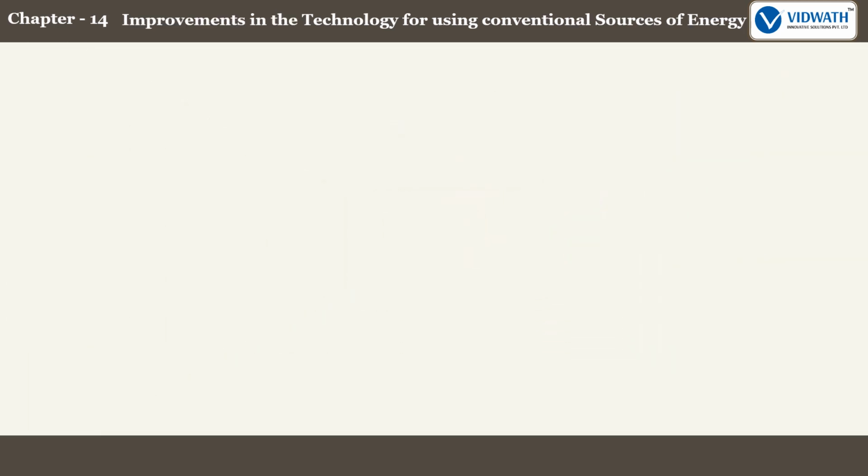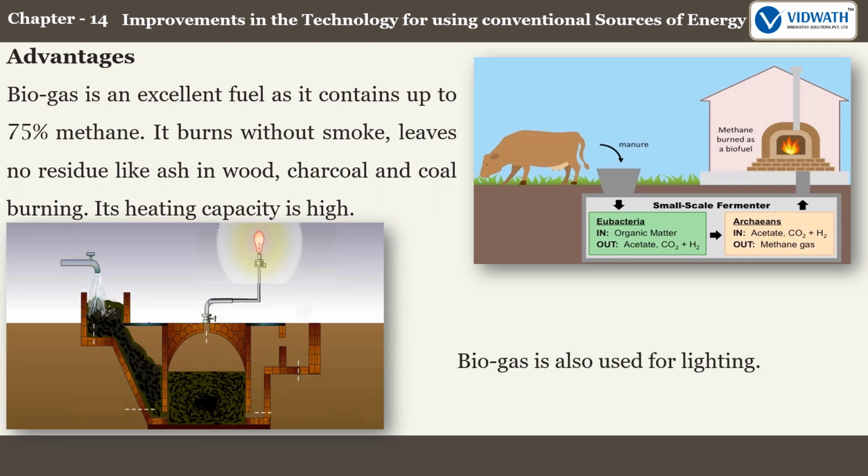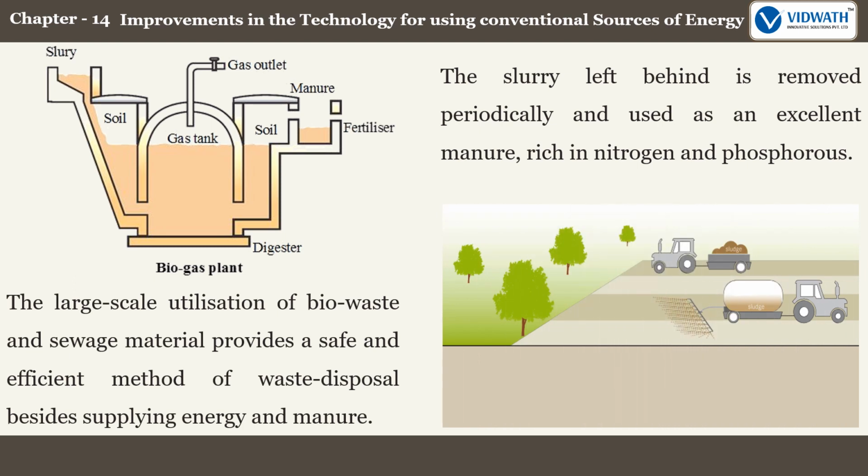We shall now discuss its advantages. Biogas is an excellent fuel as it contains up to 75% methane. It burns without smoke and leaves no residue like ash in wood, charcoal and coal burning. Its heating capacity is high. Biogas is also used for lighting. The slurry left behind is removed periodically and used as an excellent manure rich in nitrogen and phosphorus. The large-scale utilization of bio-waste and sewage material provides a safe and efficient method of waste disposal besides supplying energy and manure.